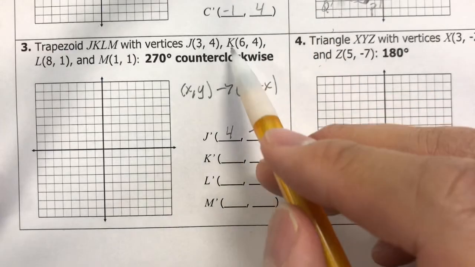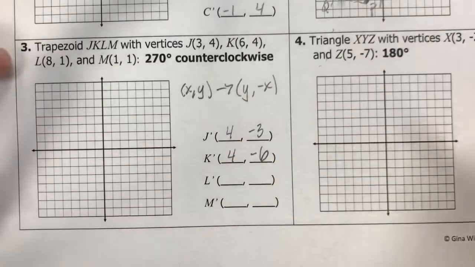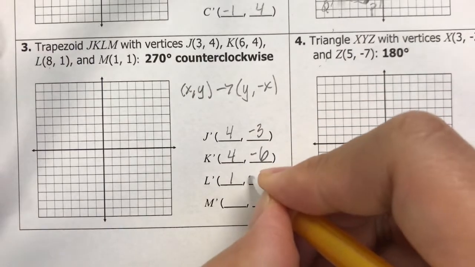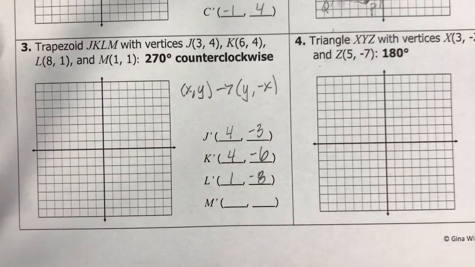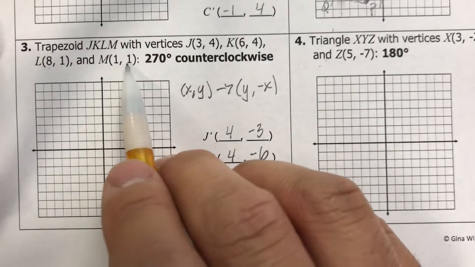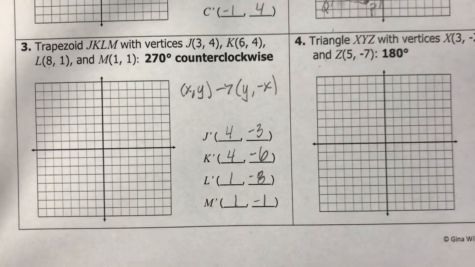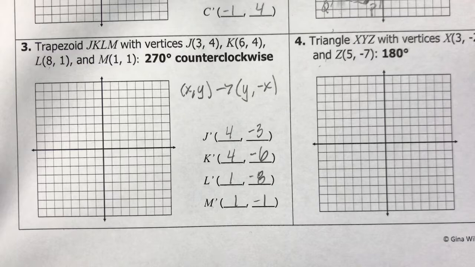K prime, x is 6, so now we're going to get 4, negative 6. L is 8, 1, and so we're going to get 1, negative 8. Again, flip-flopping it, and that first number is now negative on the other side. And then the last one, 1, 1 becomes 1, negative 1. You could graph these and see what's going on, but really what we care about right now is just where is the image, and that's how you find those image points.